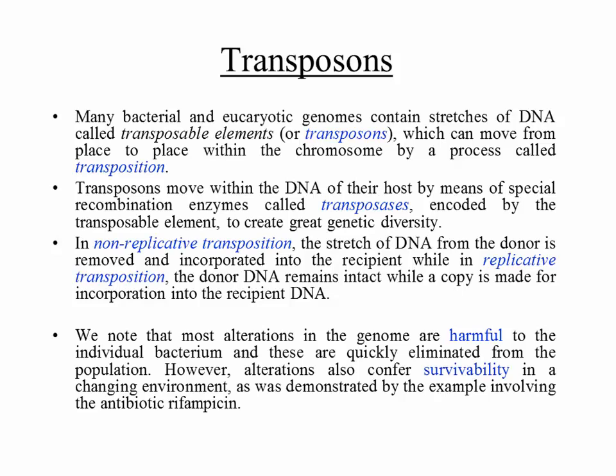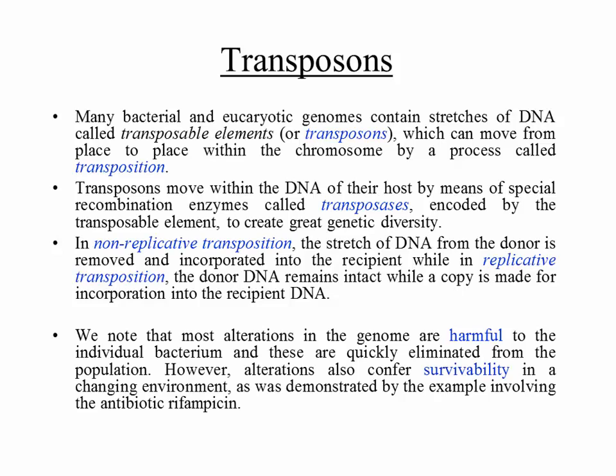Now, another source of variation in bacteria and also in eukaryotic cells are what are called transposons. Many bacterial and eukaryotic genomes contain stretches of DNA called transposable elements or transposons, which can move from place to place within the chromosome by a process called transposition.